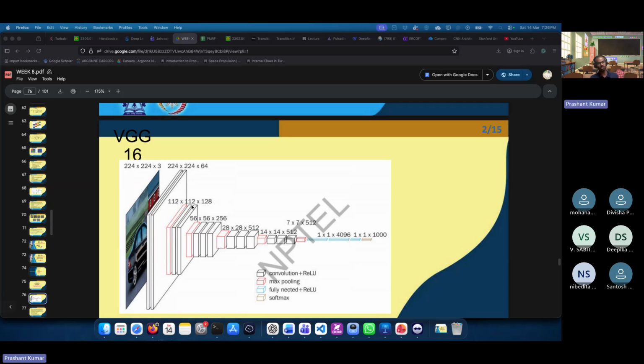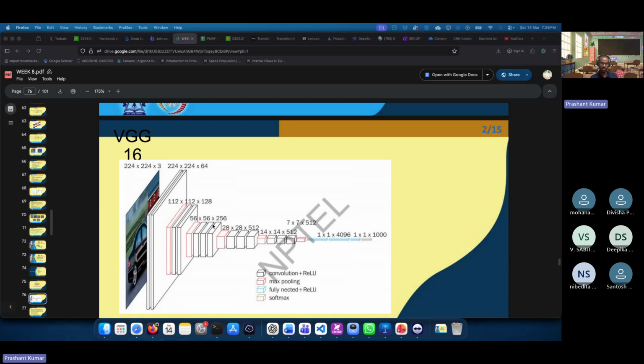Then again, I will get the output. I will again create a 3 by 3. Again, I will get the output. Again, I will do 3 by 3 with the padding. And whatever output I get, I will give it for the pooling.